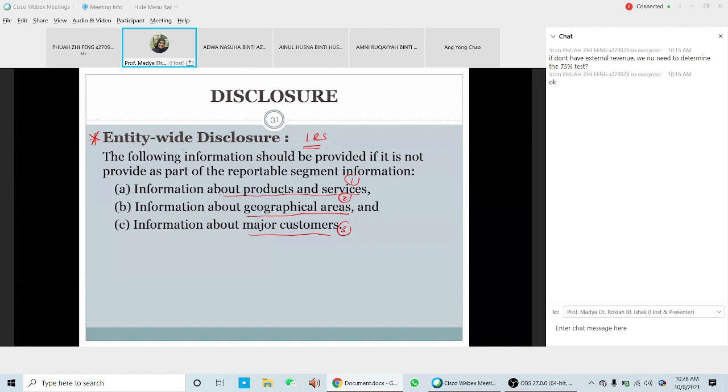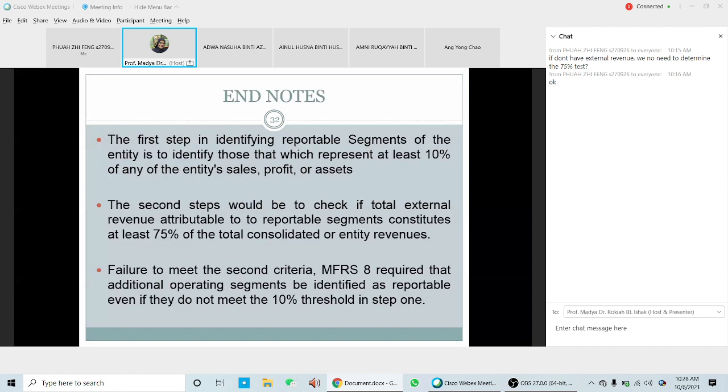So this is a summary of what you need to know in this chapter. The first one, you need to identify the operating segment. We should start with the operating segment. Operating segments are supposed to be based on either product or business, either one, and the other one based on geography. Then from the operating segments, we need to determine the reportable segments. For reportable segments, you need to fulfill the 10% test of assets or revenue or profit.